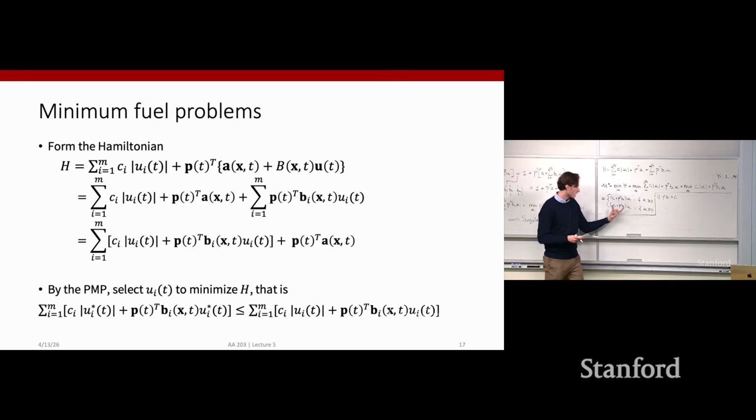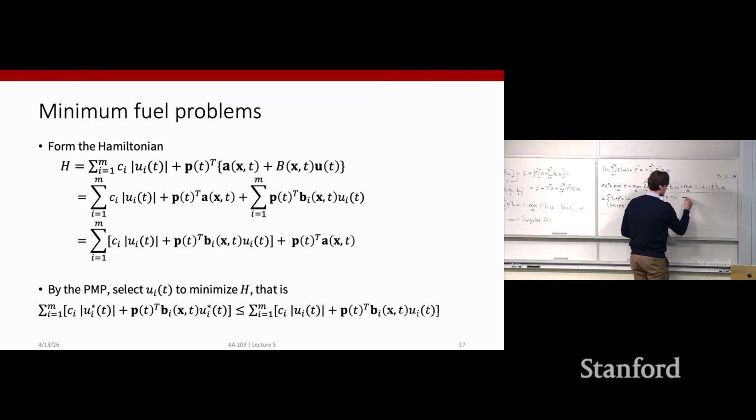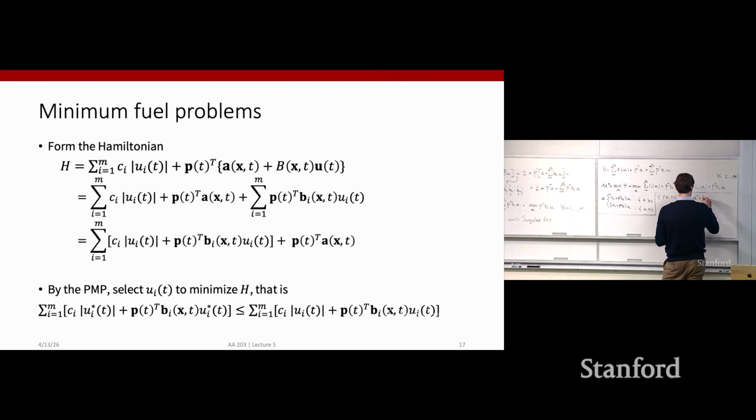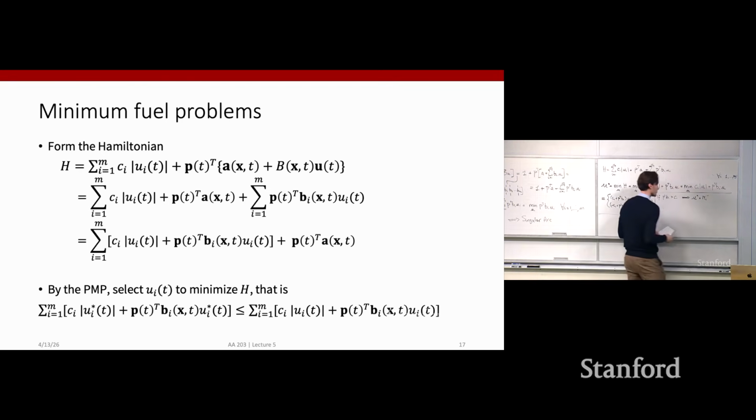If we're still in that case, then this other term would also be positive, right? So this term here is also positive. And so here the Ui that I would pick would be Mi minus. And so for this case here, Ui star would be equal to Mi minus.